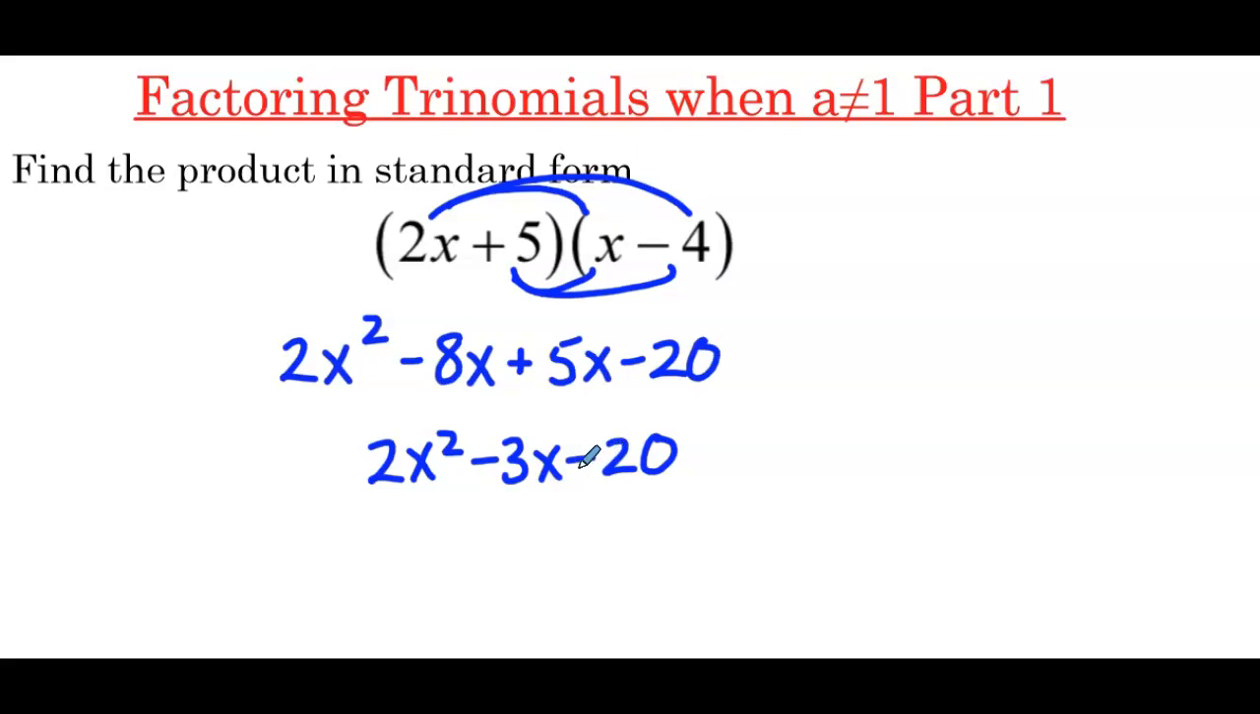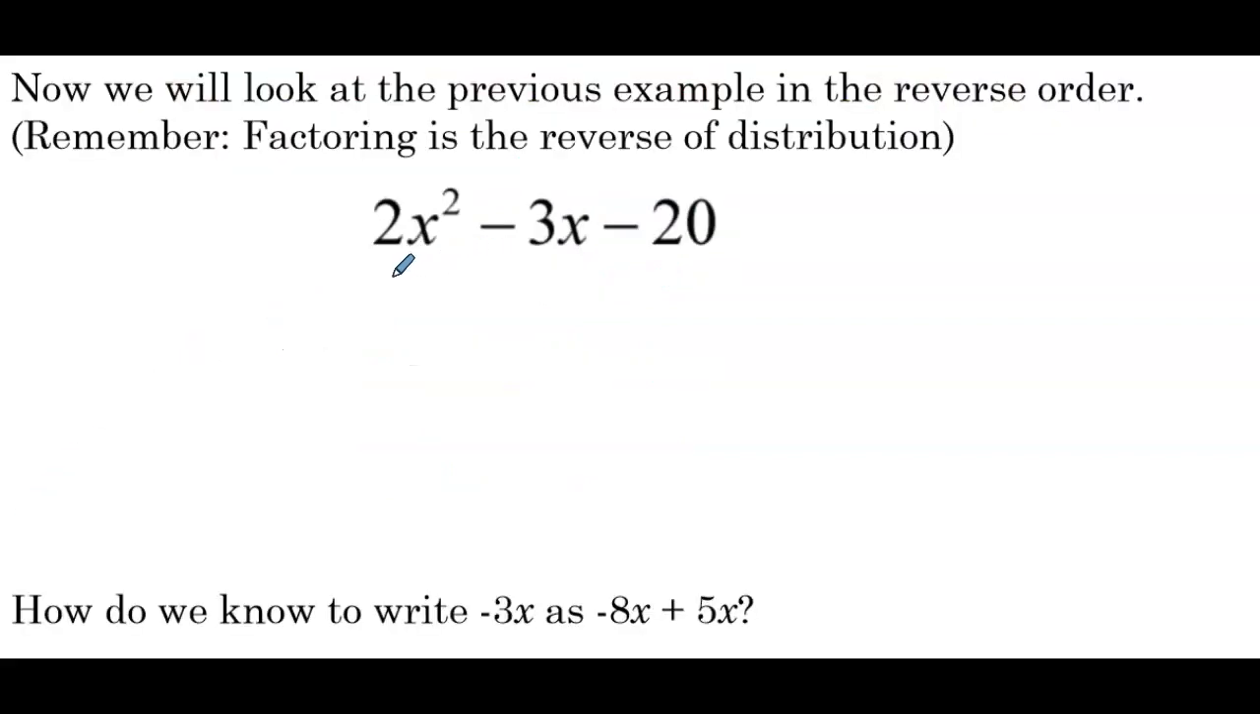Okay, so just like factoring trinomials when the leading coefficient was 1, our goal by the end of the video is to take a trinomial like 2x squared minus 3x minus 20 and come up with the factors, in this case, which are 2x plus 5 and x minus 4. So let's focus on this example in the reverse direction. So if we start with 2x squared minus 3x minus 20, that second step was 2x squared minus 8x plus 5x minus 20.